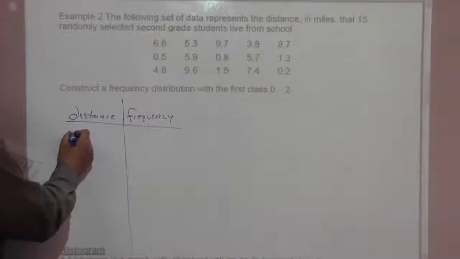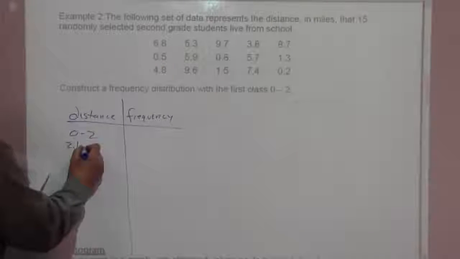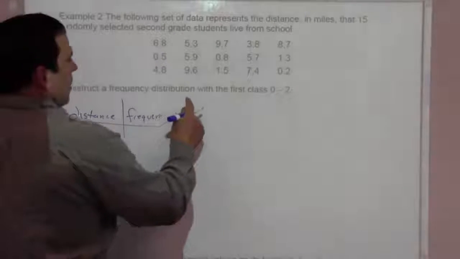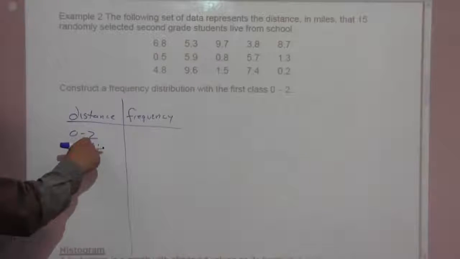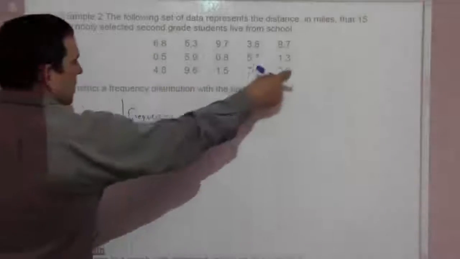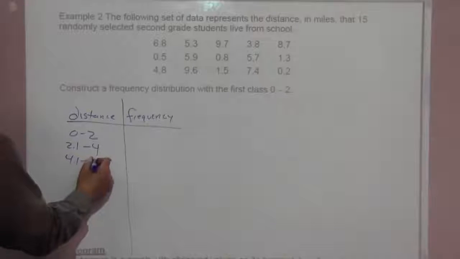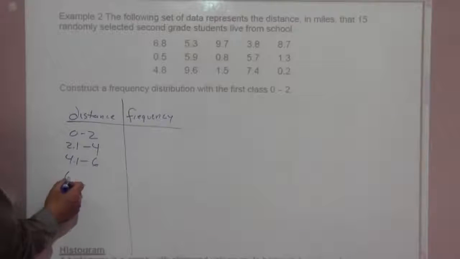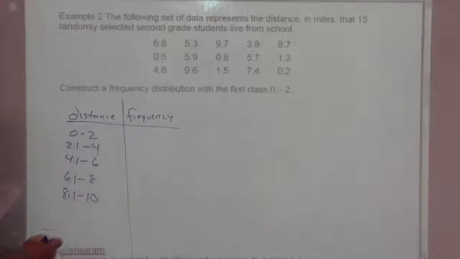So we have 0 to 2 miles, then it must be 2.1 to 4 miles. Because you wouldn't just say 3 to 4 or 3 to 5 because you're missing the people who are more than 2 miles. Then 4.1, and I go 1 decimal place because this data only goes to 1 decimal place. 4.1 to 6 miles, 6.1 to 8 miles, and 8.1 to 10 miles.